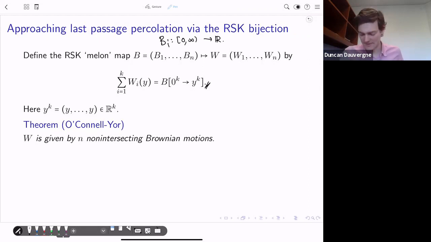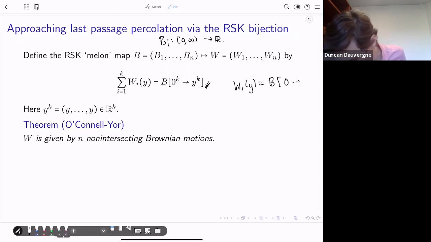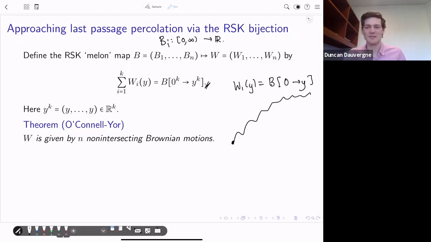So we can think about what this means. What does this say about W1? This says that W1 of y is just the Brownian last passage value from 0 to y, again always going from line n to line 1. So what does this look like? Well, it just increases like that.